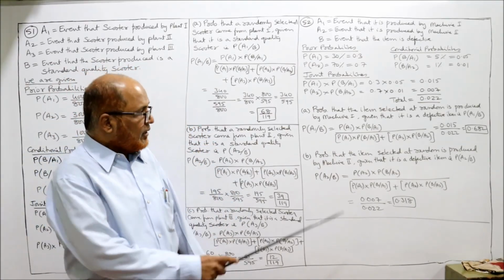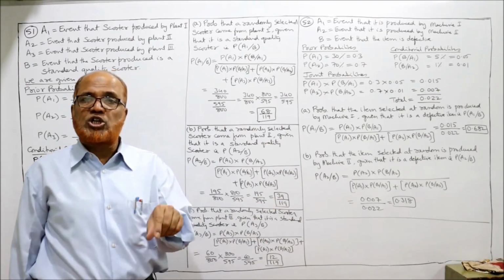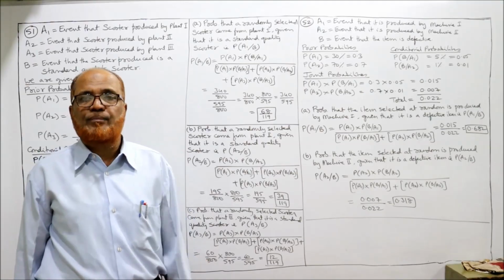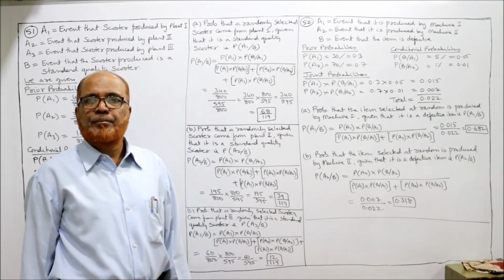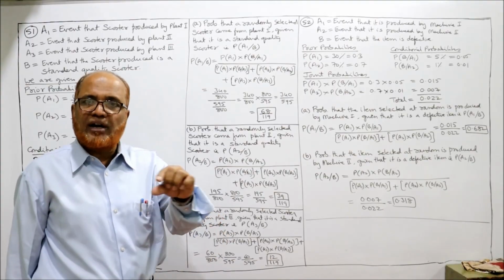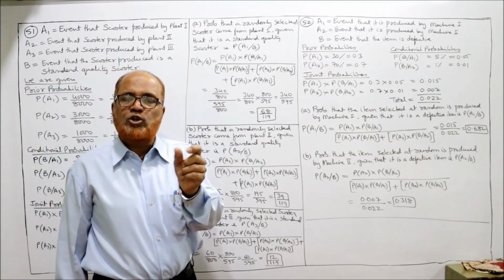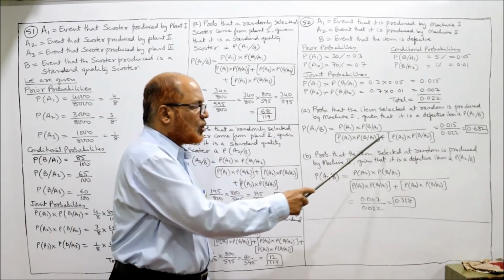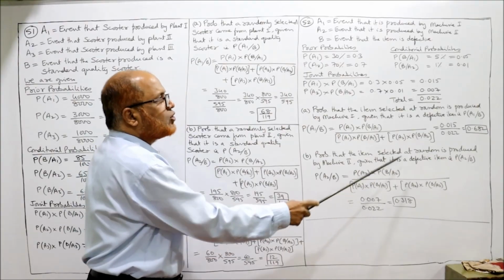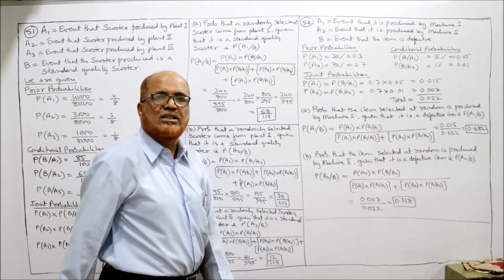Second question. What is the probability that the selected item is produced by machine 2 given that it is a defective item? That is P of A2 given B. So numerator different हो जाएगा, denominator will remain same. So numerator P of A2 into P of B given A2 divided by the total of the joint probability. So what is P of A2 into P of B given A2? 0.007 divided by 0.022, 0.318.